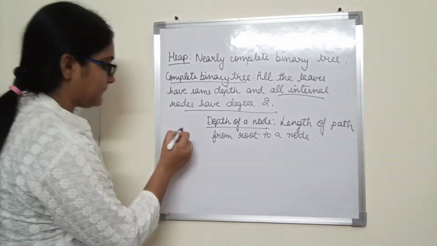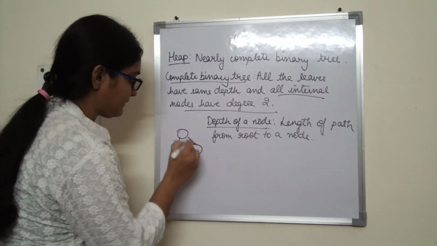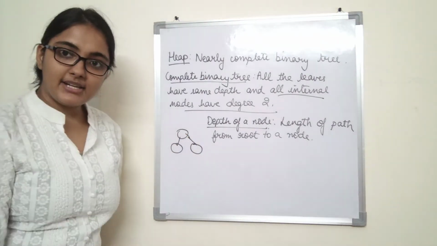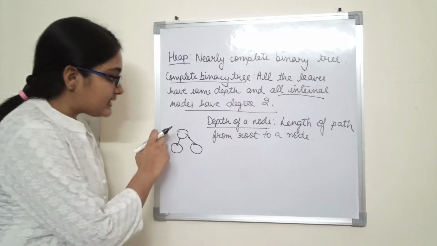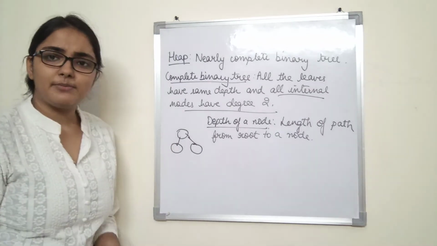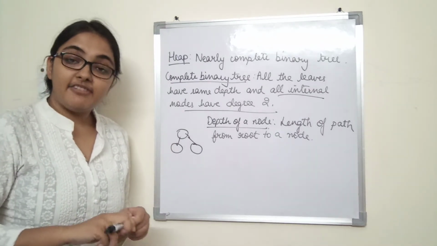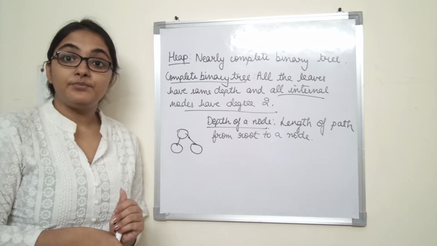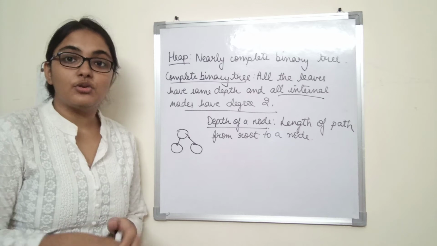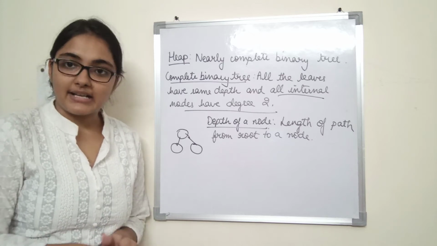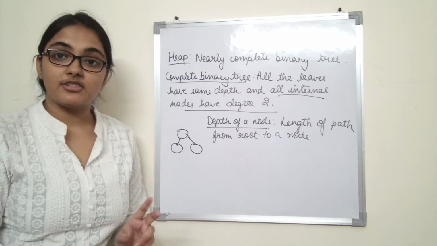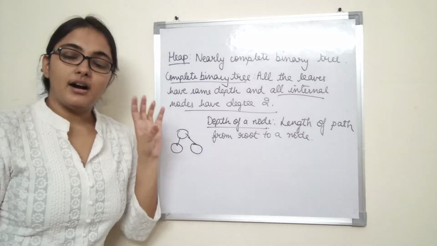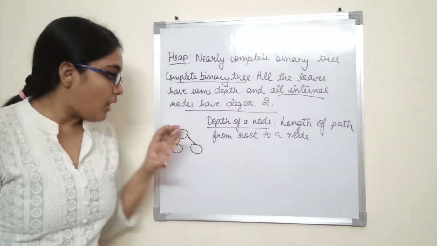What does that mean? Let's see. Is this a nearly complete binary tree? Yes, because it is filled on all levels. What does it mean by filled at all levels? Filled at all levels means all the internal nodes have degree 2. Alright, all the internal nodes have the maximum degree that a binary tree can have, that is degree 2. That means that the tree is completely filled on all levels.